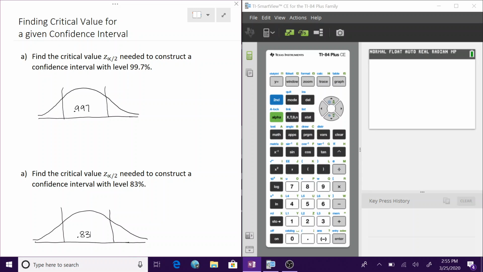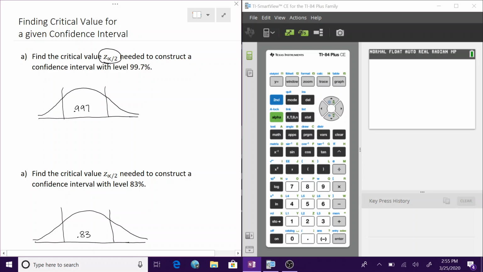Alright, in this video we're going to be finding a critical value for a given confidence interval. So first we need to define what is a critical value. A critical value is the value that a test statistic must exceed in order for your null hypothesis to be rejected. And it's denoted by our symbol right here, Z alpha over 2.